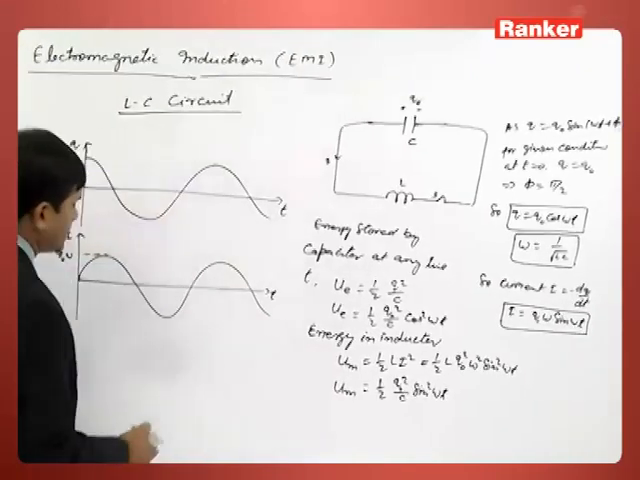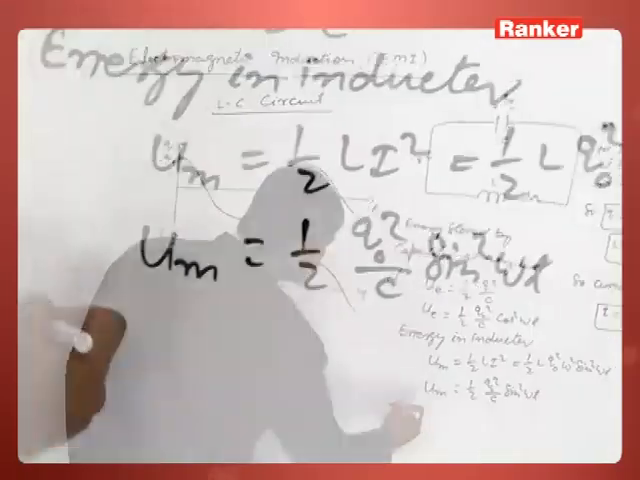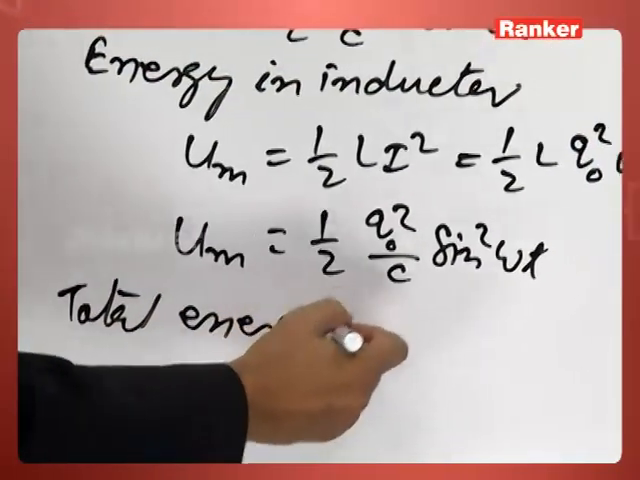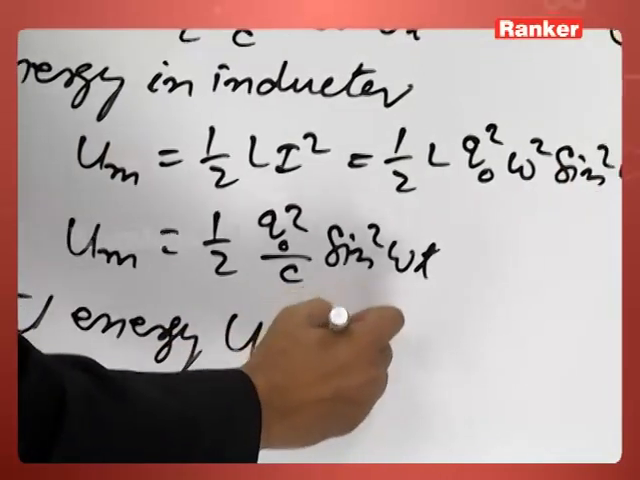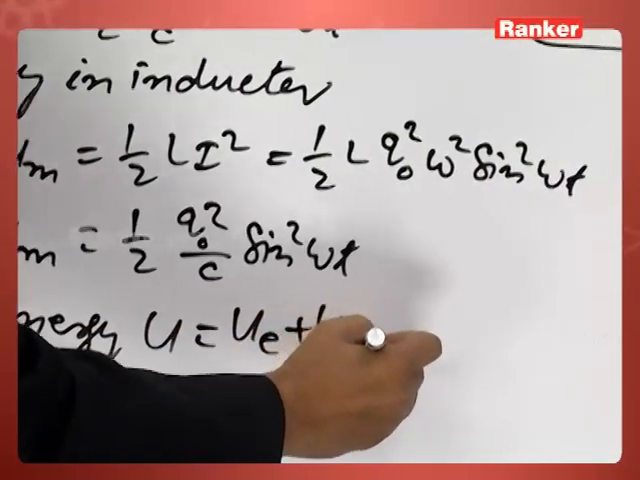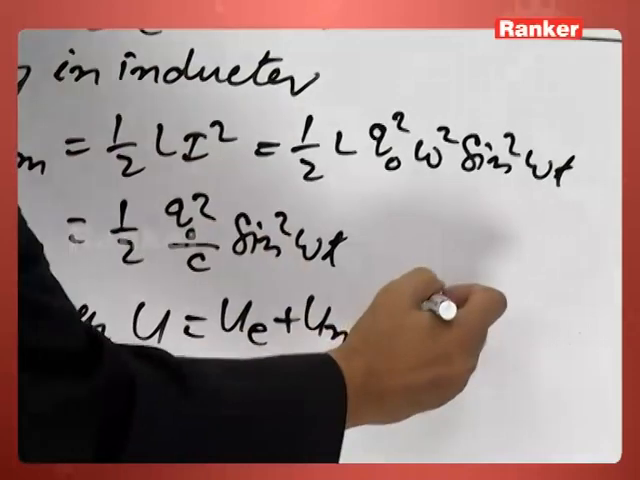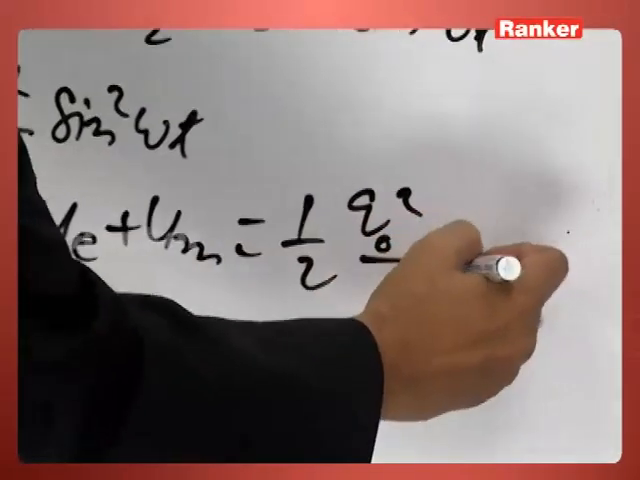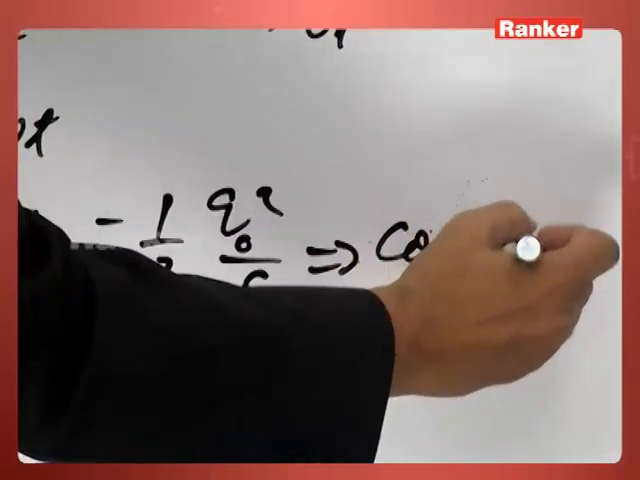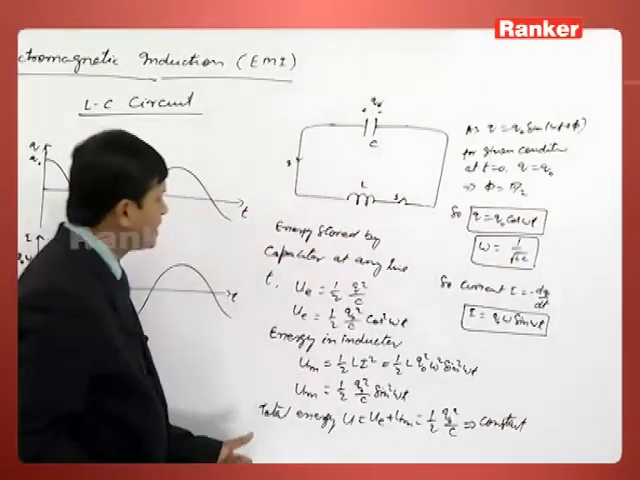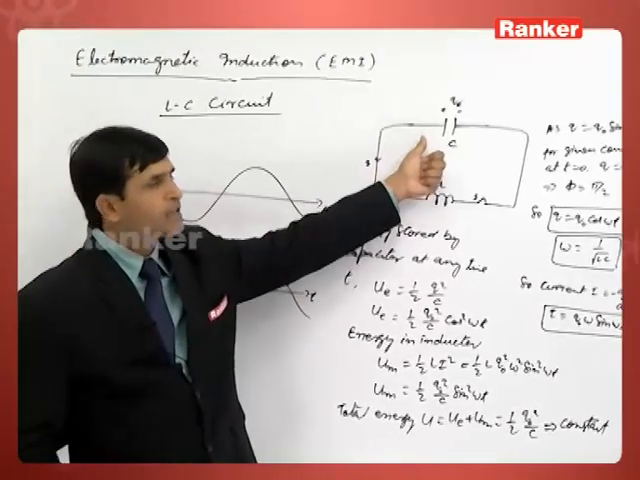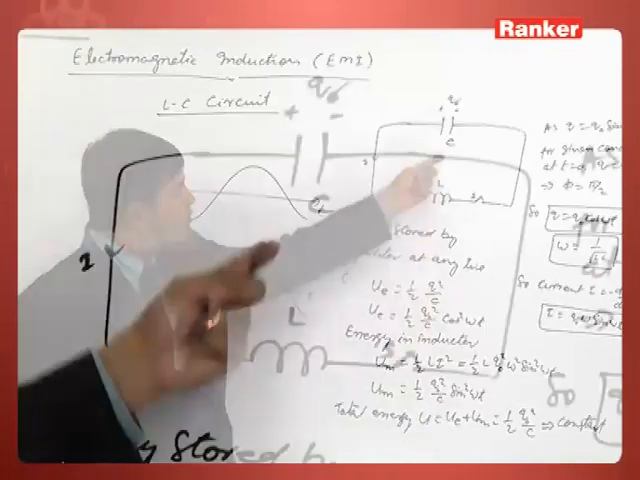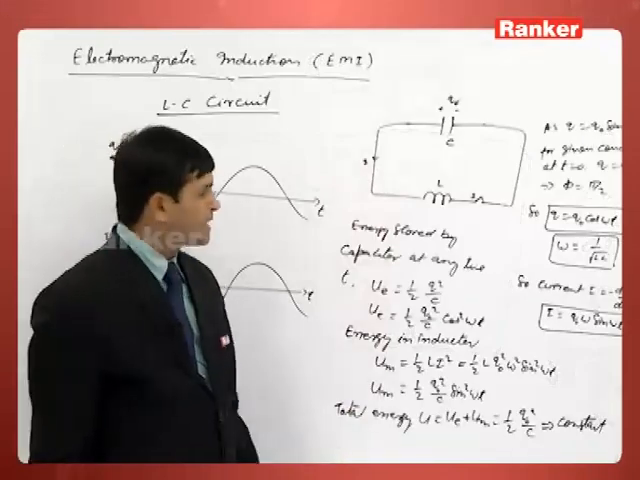So total energy U is equal to U electrical plus U magnetic. And if we solve, it is half Q naught square by C, and this is nothing but a constant. So what is the conclusion here? The sum of the energy in capacitor and inductor remains constant. Only the energy shifts, or oscillates, between the capacitor and inductor.